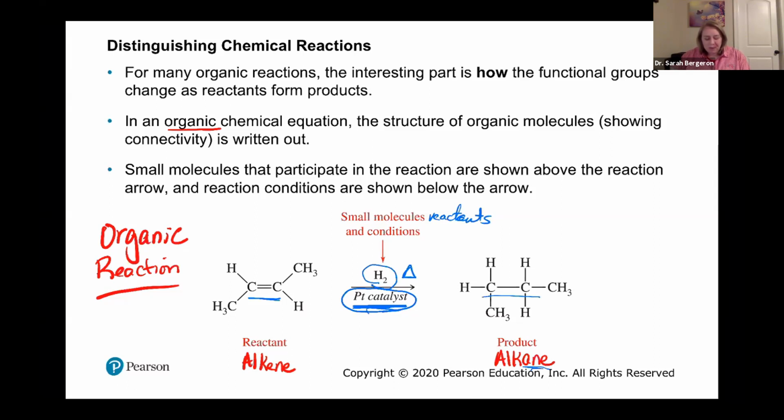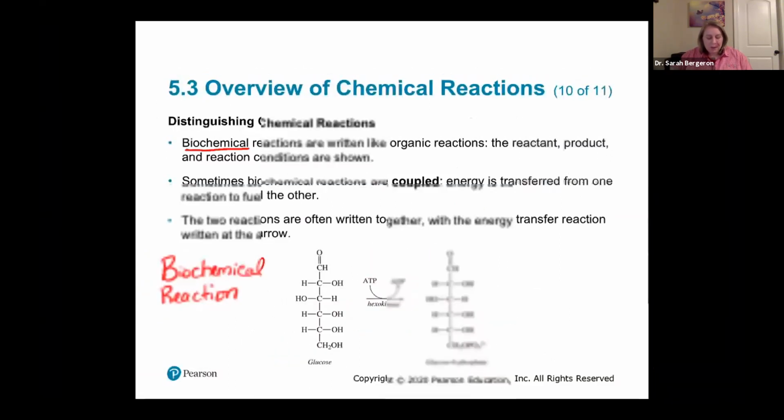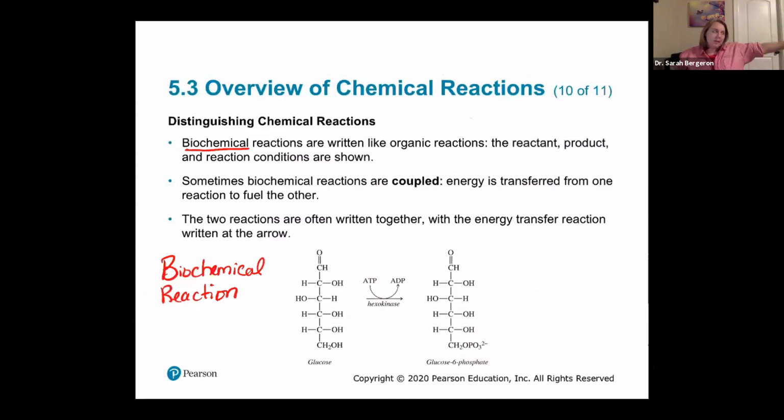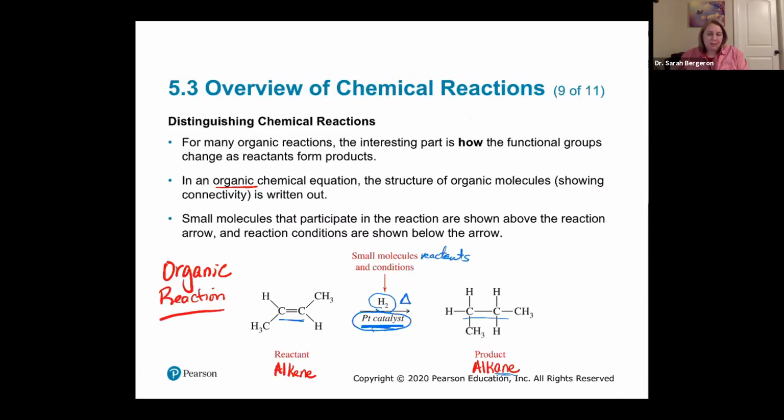There are a few different things that it could be. All right, so we have regular chemical equations, right? We wrote out our molecular formula. We said NaCl plus water goes to, right, whatever. Then you have your organic reactions where we're drawing out the structure and we're looking at what changes, right?